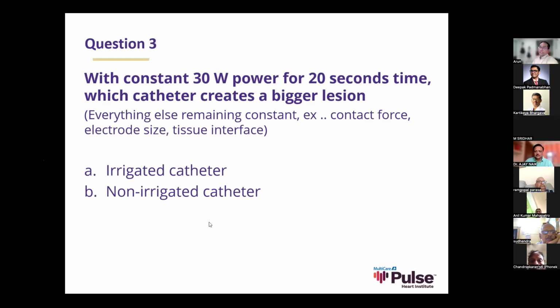This can be confusing, but at the end of this talk, it should be fairly easy to tell. With constant 30 watt power for 20 seconds lesion time, which catheter creates a bigger lesion? Everything else is constant: contact force, electrode size, tissue interface. You have an irrigated catheter and a non-irrigated catheter. The amount of energy released is watts multiplied by time. 30 watts for 20 seconds would be 600 joules. So you are delivering 600 joules. Both catheters are delivering the same amount of joules, but one is irrigated and one is non-irrigated.